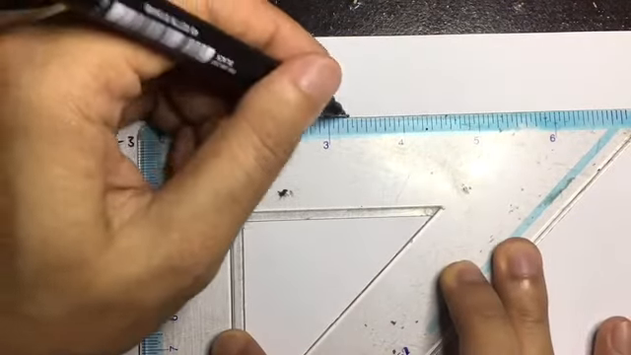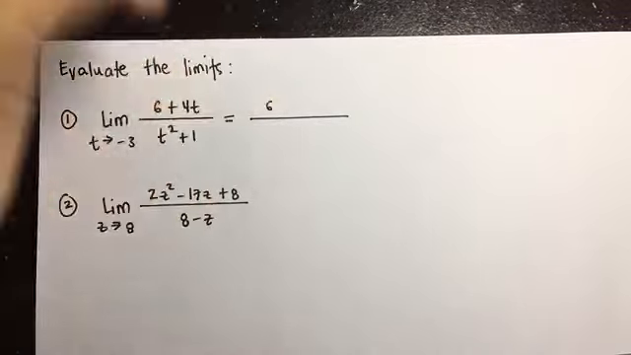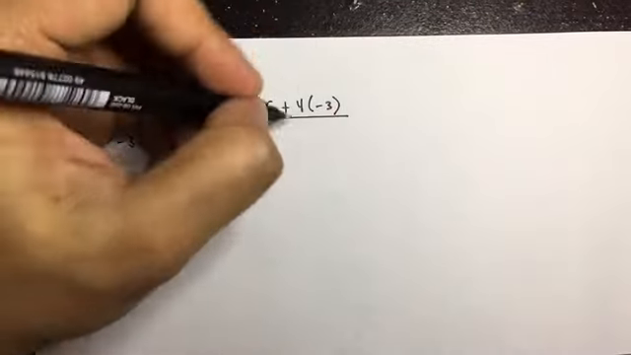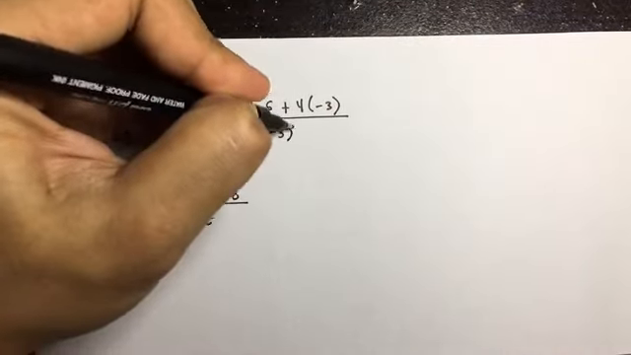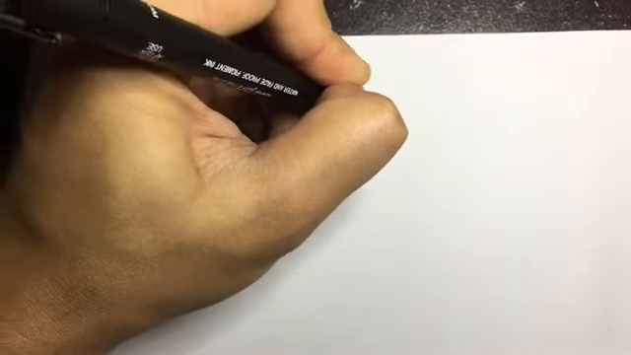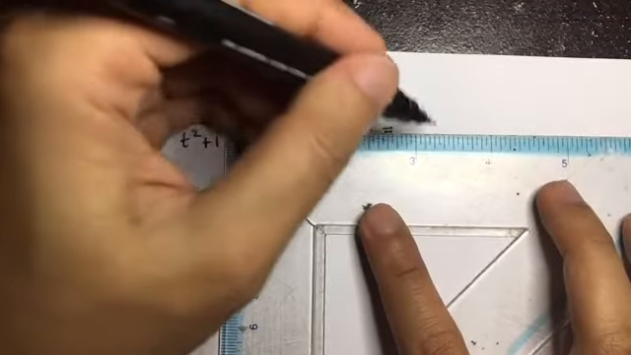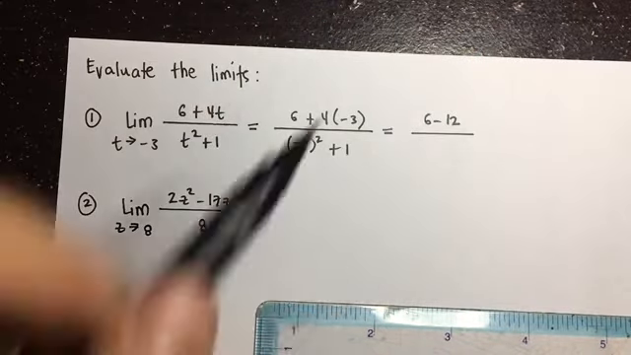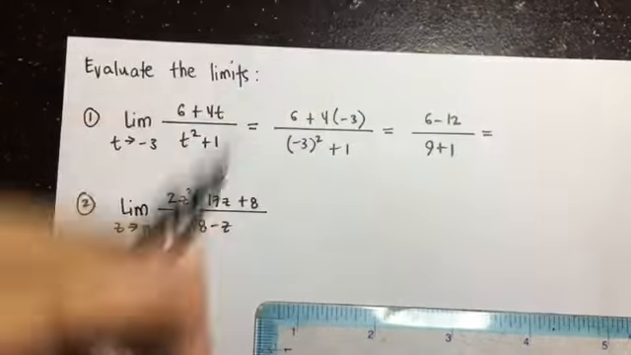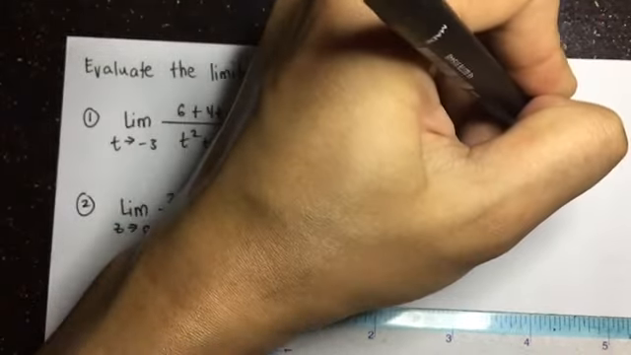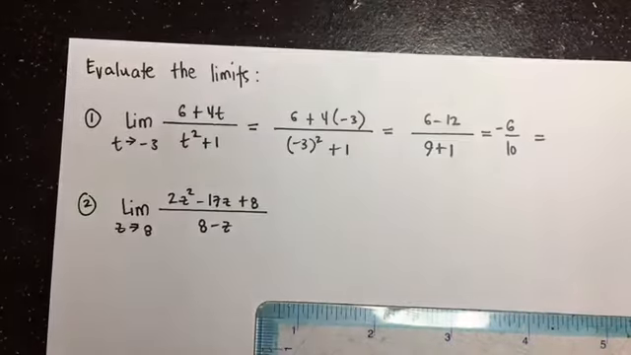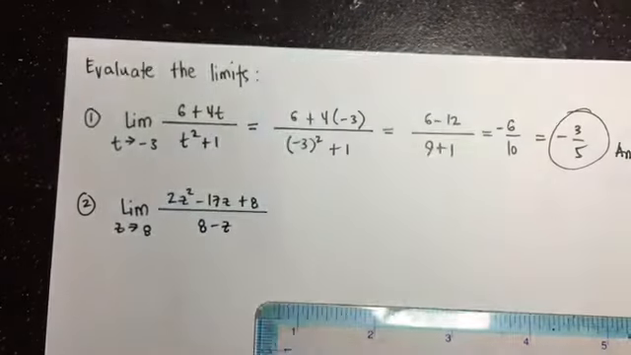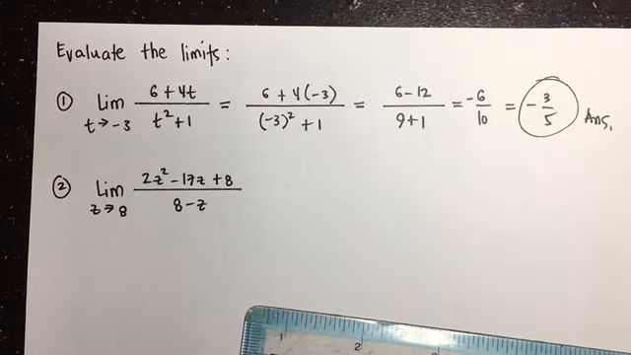So we have 6 plus 4 times negative 3 over negative 3 squared plus 1. That becomes 6 minus 12 over 9 plus 1. So this is negative 6 over 10, or negative 3/5. So it's that simple and straightforward.